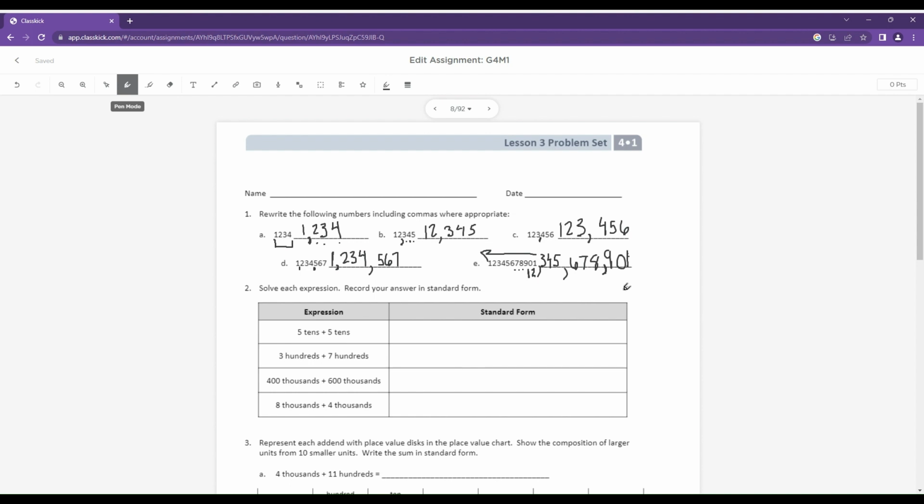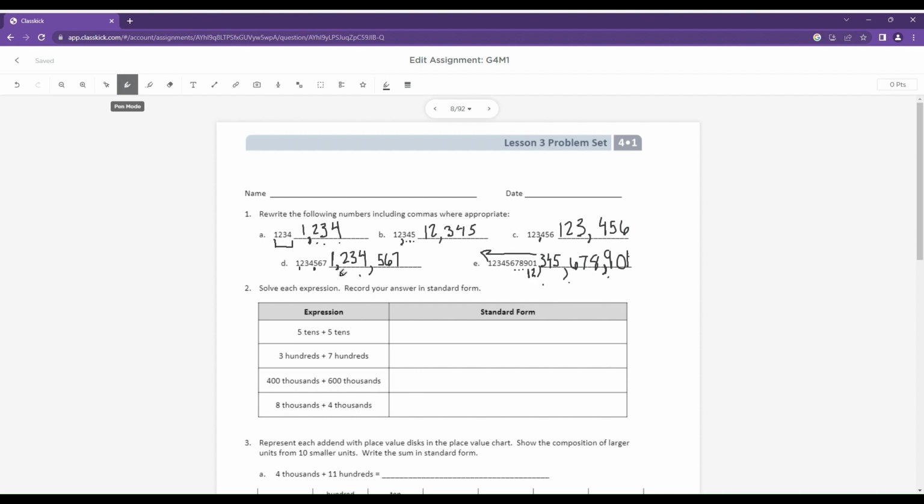1, 2. So we would read this number as 12,345,678,901. So this comma would make me say the word billion. This comma would make me say the word million. This comma would make me say the word thousand.